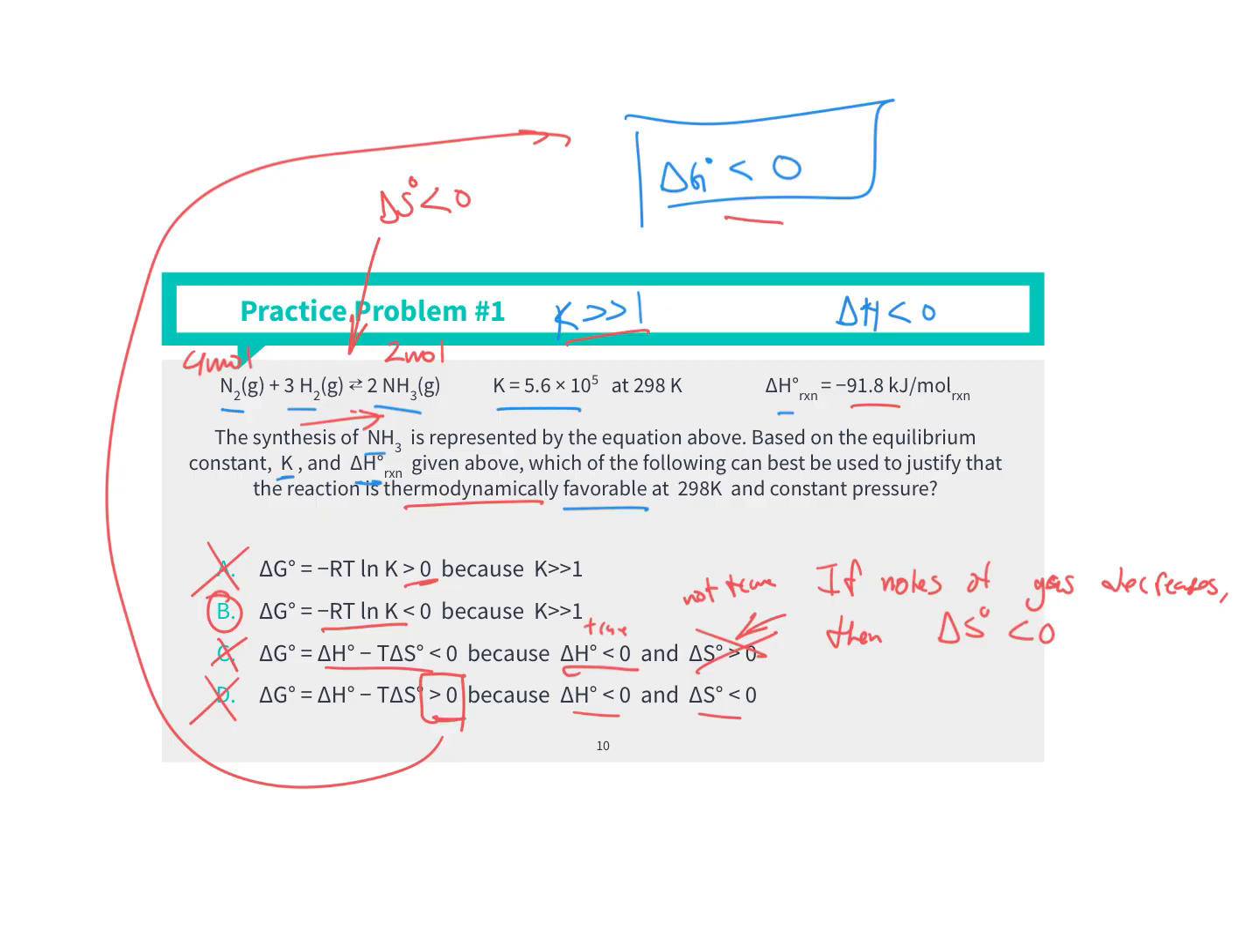And so that's how you would dissect a problem like this. You got to look at those two different relationships and just think about which one actually makes the most sense. In this case, the reason why delta G is less than 0 is not because delta S is greater than 0, but because K is significantly greater than 1.